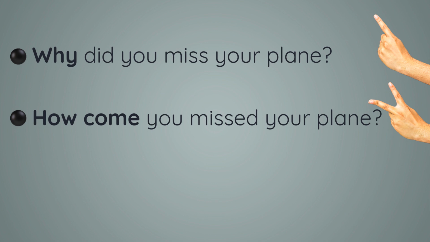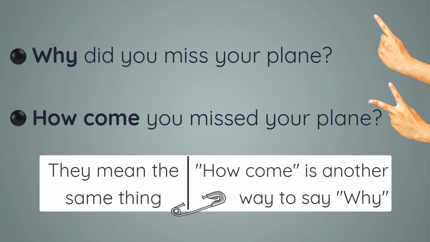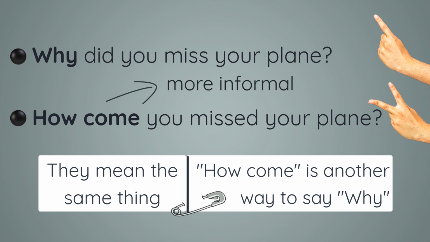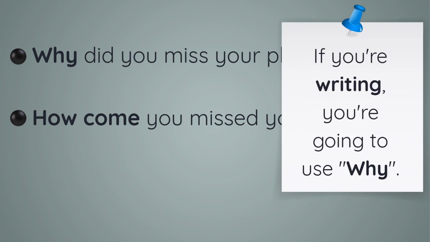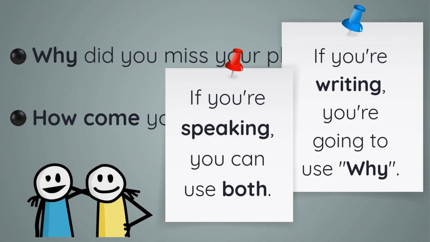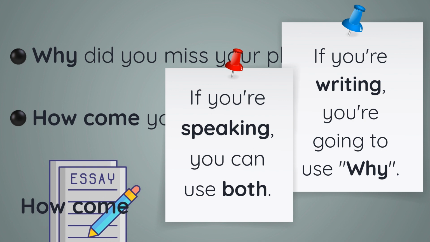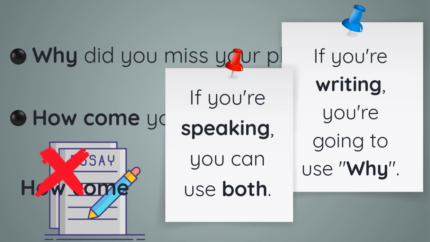The difference in meaning is actually they mean the same thing. How come is another way to say why. It's just a little bit more informal, okay? So if you're writing, you're going to use why. But if you're speaking, you can use both. How come is an informal way to say why. And by informal, I mean you use it with your friends, with people you're talking to on the street, but you wouldn't use it in an essay, okay, or for school.